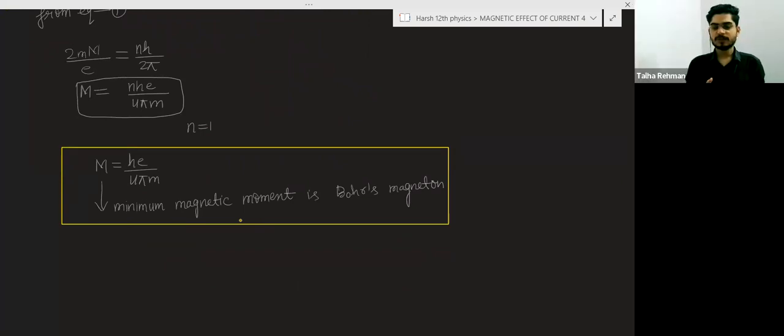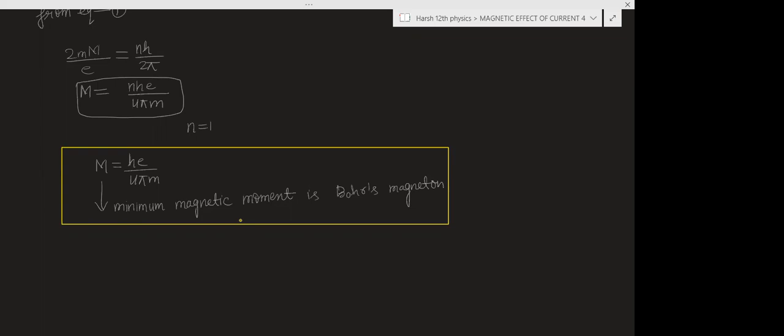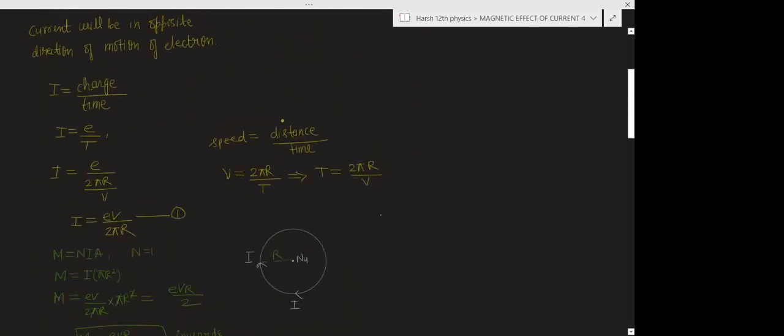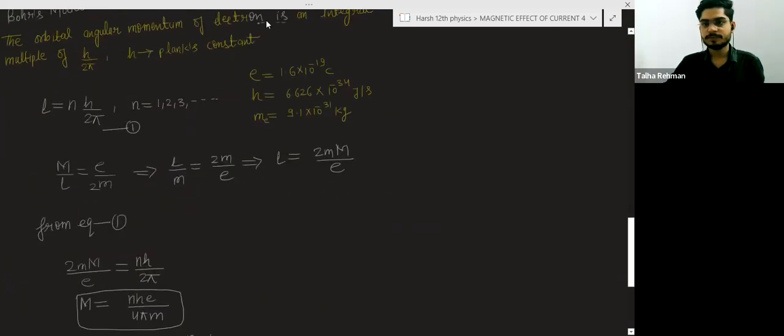So the one Bohr magneton will be the minimum magnetic moment for the electron revolving around the nucleus. Done, sir. Okay. Now this is completed and we'll discuss this topic.